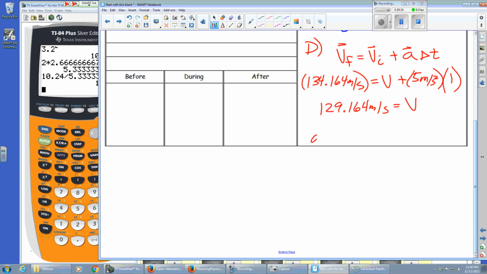And now I'm going to use D equals D naught plus V initial delta T plus 1/2 A delta T squared again. No, I'm still on part D. Part D says how far does it travel? I realized I needed to know how fast it was moving at the beginning of that second.